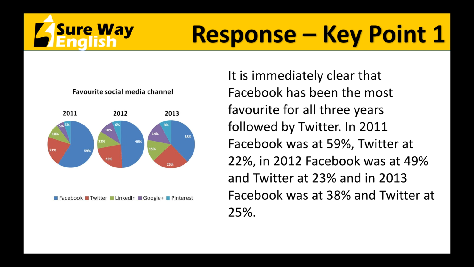So that will be our first point. It's immediately clear that Facebook has been the most favorite for all 3 years, followed by Twitter. In 2011, Facebook was at 59%, Twitter at 22%. In 2012, Facebook was at 49% and Twitter at 23%. And in 2013, Facebook was at 38% and Twitter at 25%. So you did that very well.